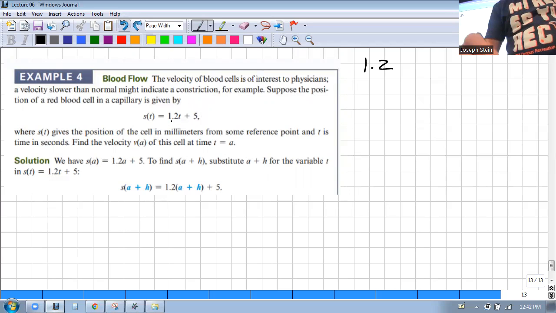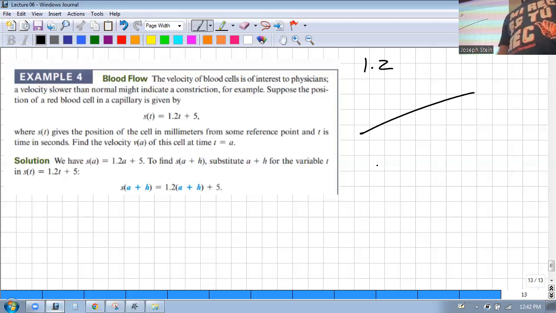How do I know that? This thing is linear. This is a straight line. There's no t squared to anything. If I graph this, it's going to look like that. Straight line. The rate of change is the same everywhere. The slope is the same everywhere. Right here is your slope. So it doesn't matter at what time. Its velocity is always 1.2 millimeters per second. Just by looking at it, I can tell you that. All right? Does that make sense?